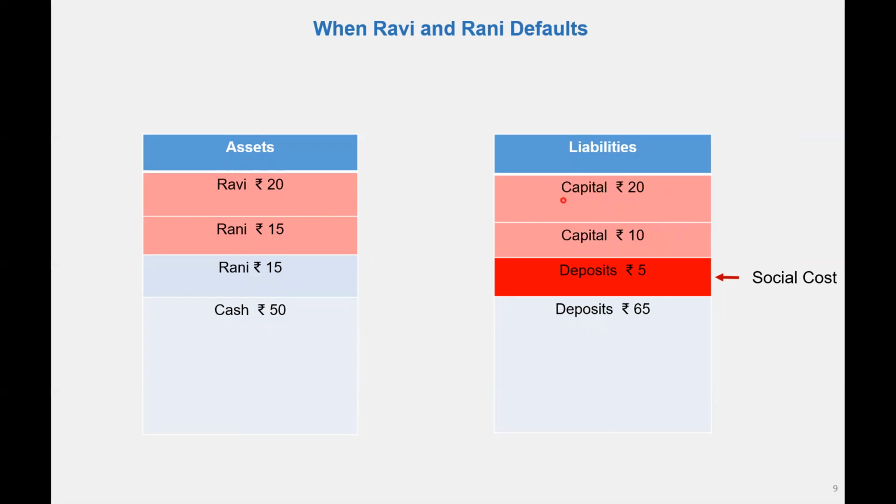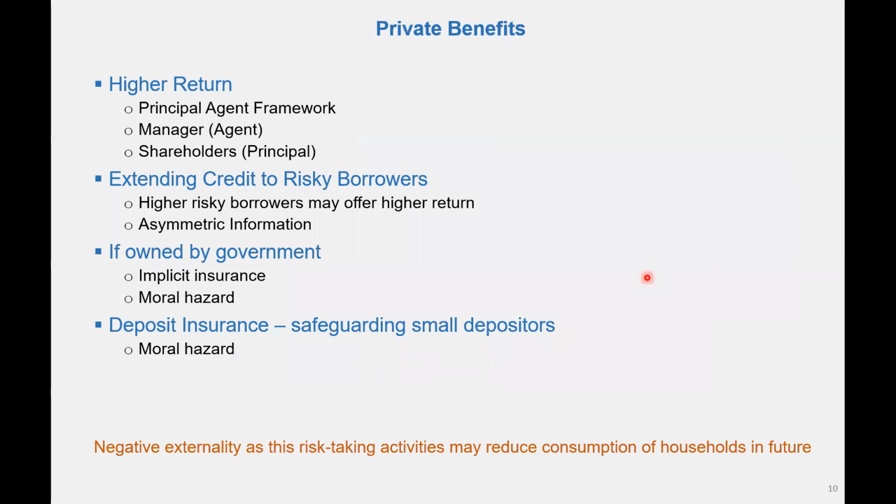First of all, your capital vanished. 35 rupees loss, 30 rupees of your capital vanished, and the other 5 rupees is actually lost to the society. So your private benefit led to social cost. Therefore, there is a need for regulation.